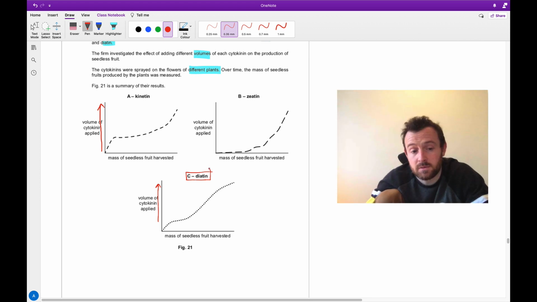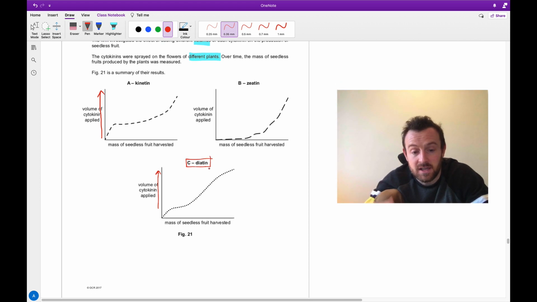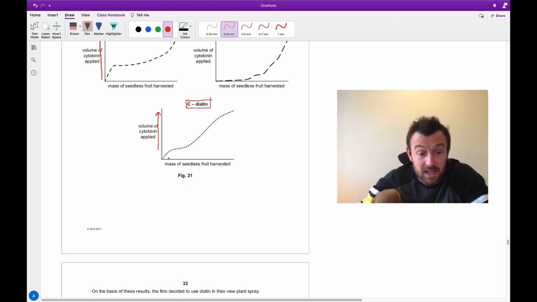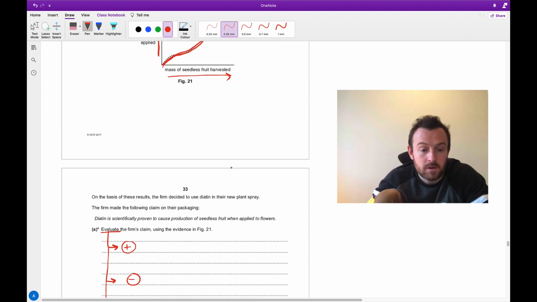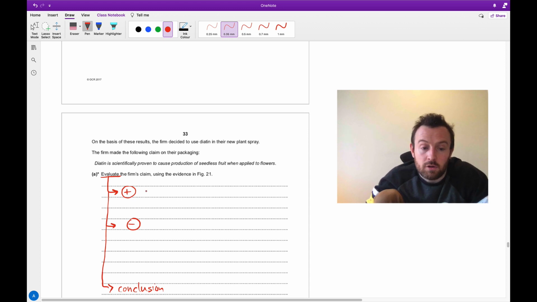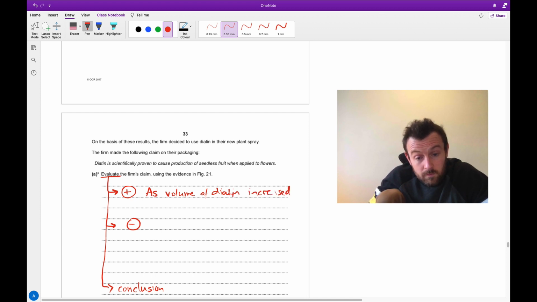For the first thing we say is that as the volume of cytokinin applied increases, the mass of seedless fruit harvested increases. There is a clear association between those two. As we add more cytokinin going up the y-axis, the mass of seedless fruit harvested also increases. So there is a correlation or clear link. So as volume of Dietin increased, so does mass of seedless fruit.